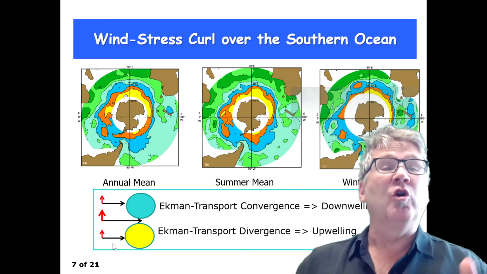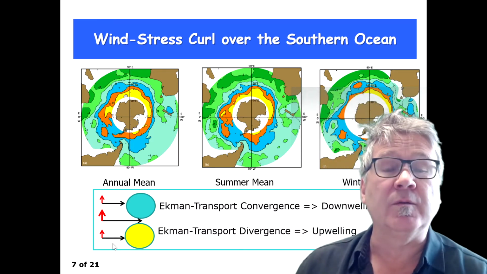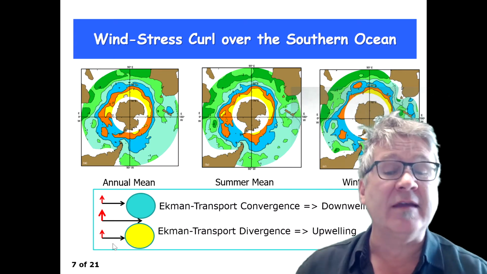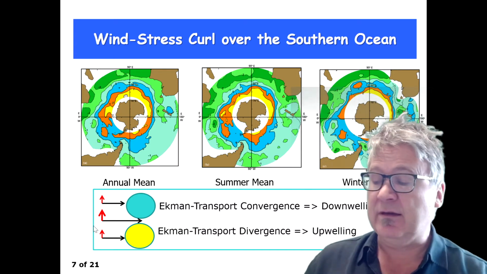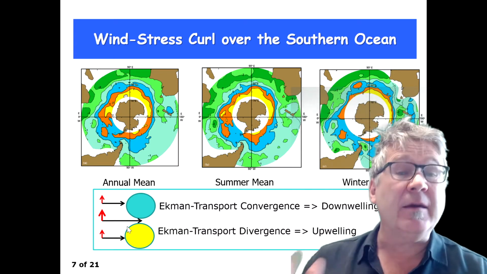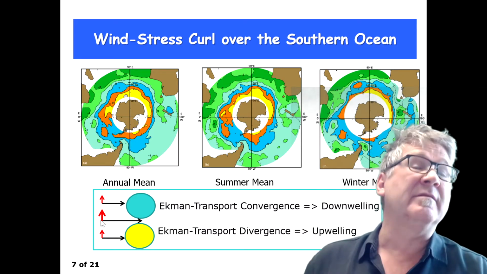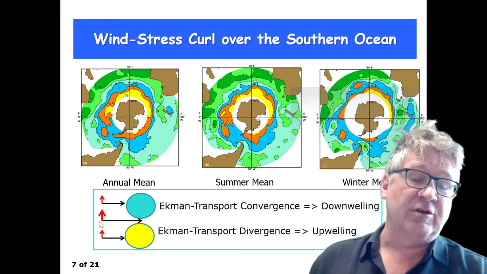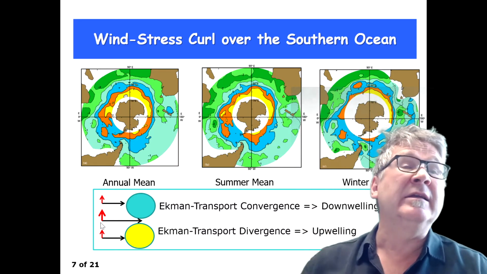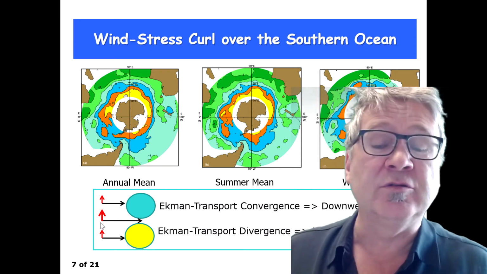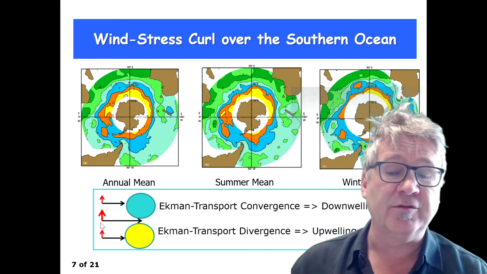And now you can draw your Ekman transport. You can add these red arrows. The red arrows are Ekman transport. The biggest Ekman transport you get where the wind stress is the strongest, and it's a transport that goes to the left, which means to the north.